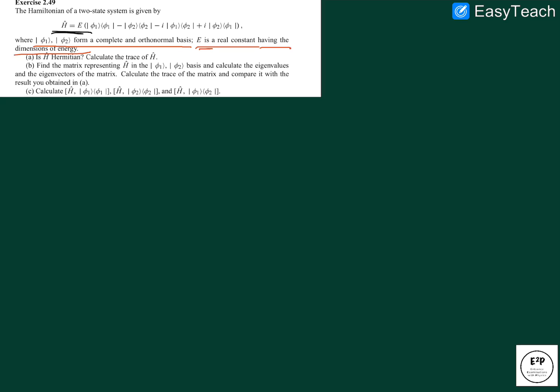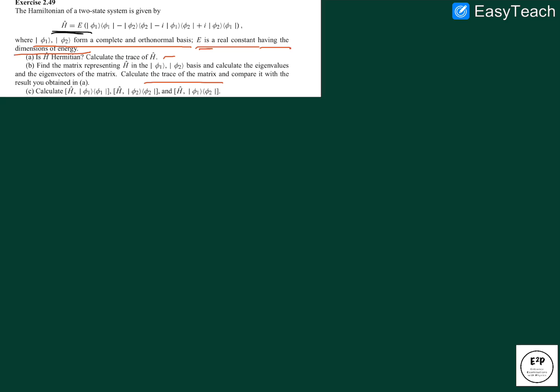And once the matrix is formed, we have to find the eigenvalues and the corresponding eigenvectors. Also, we have to calculate the trace of the matrix which we have formed, and compare that value with the result obtained in the first part. And at the end, we have to calculate certain commutators. I will refrain from going into that section because that's quite easy to work upon.